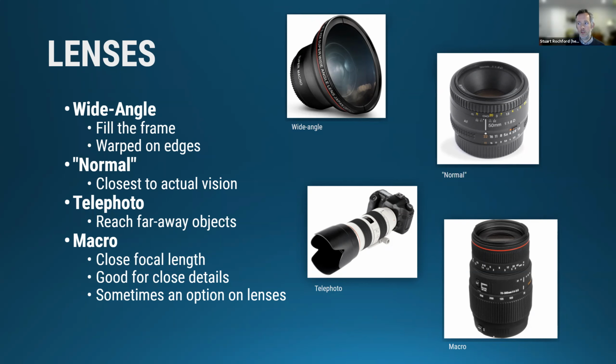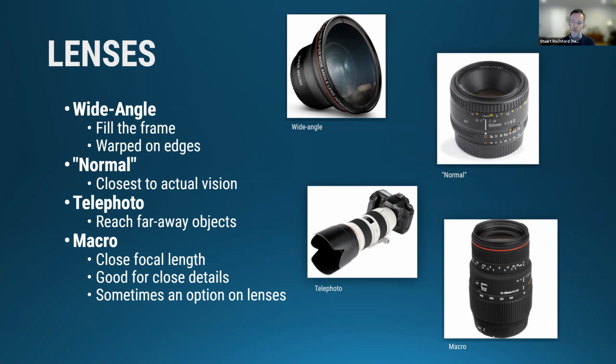Normal lenses are good just because it's almost a one-to-one representation of what your eyes will see, especially the 50mm lens on a good camera, which will show basically what you're seeing with your eyes. So it's not going to be too much distortion. It's not going to be curving around the edges. It's not going to be zoomed in too much. So it's basically what you see is what you get with those.